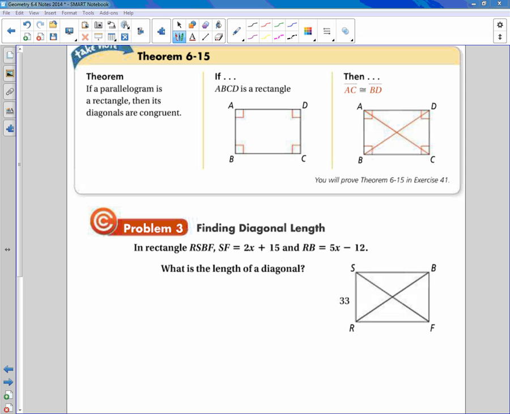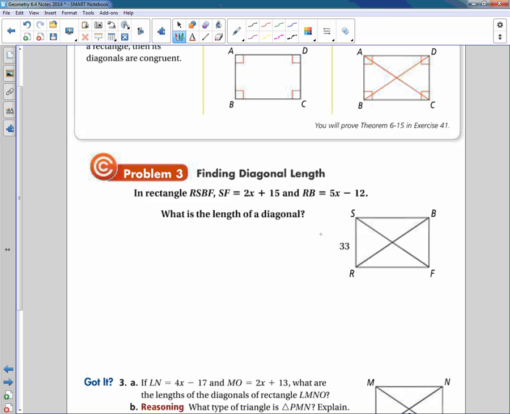Okay, and so the next theorem we're going to discuss is the rectangle. So ABCD is a rectangle. If we draw diagonals from A to C and from B to D, we will find out that the diagonals are congruent. Okay, so if these diagonals are congruent, how can we find the length of each diagonal?